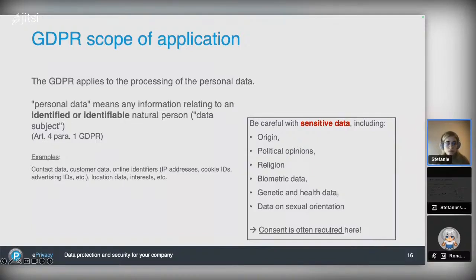So what we need to do is to check the database that we will transfer into the AI system for the analytics, and check if personal data is involved in this data set. If it is, then we fall under the scope of GDPR. Here it is important that we, on the one hand, check whether sensitive data is involved. Sensitive data includes the origin of people, political opinions, religion, biometric data, genetic data, health data, and data on sexual orientation. This data requires a higher standard of protection under GDPR, and often we need consent to process this kind of data.